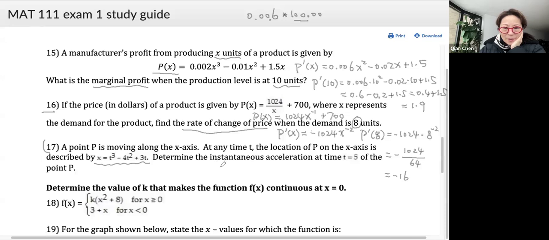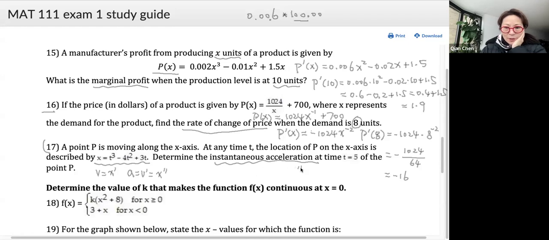So determine the instantaneous acceleration. Instantaneous acceleration means A. A is the derivative of velocity. Velocity is the derivative of, in this case, x. Double derivative of x. Or we can think the velocity equals x prime. The acceleration equals the change of velocity, which equals the double derivative of x.